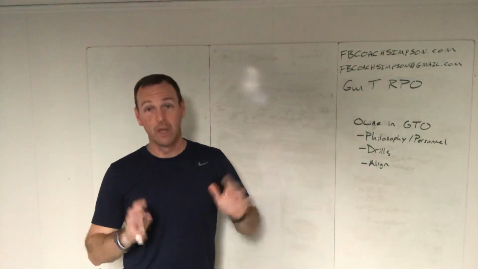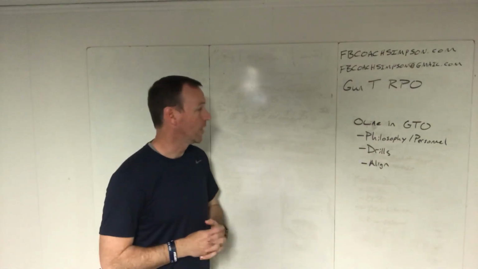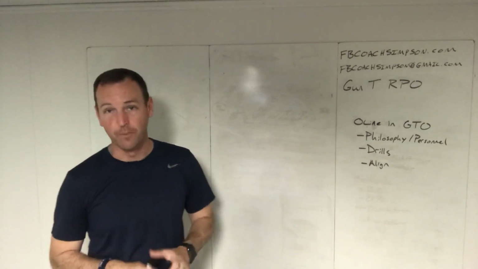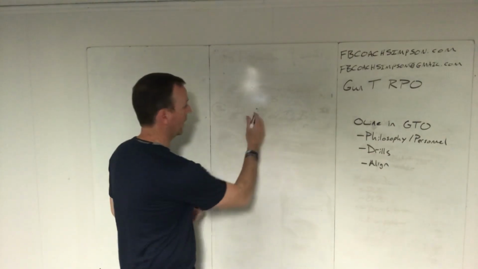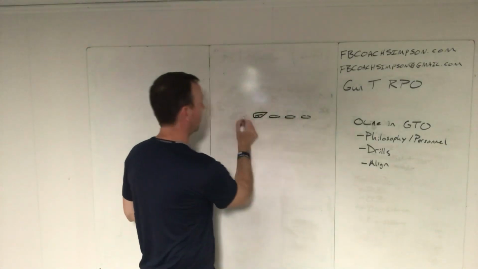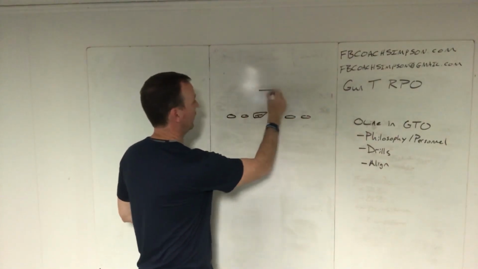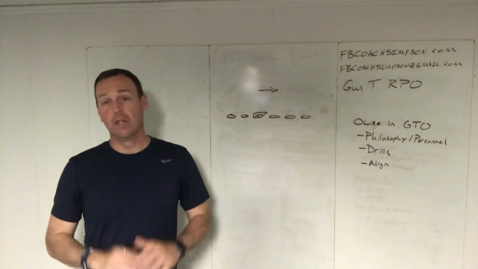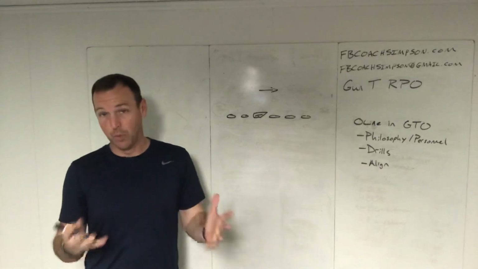So today we're going to talk a little bit about philosophy and personnel in our system and why we do things the way that we do. So we are a strong and a quick side line. And there's a few reasons for that. So we're always going to have a strong side of our line and a quick side of our line. And the idea behind that is pretty simple.